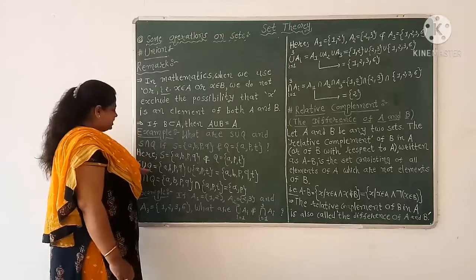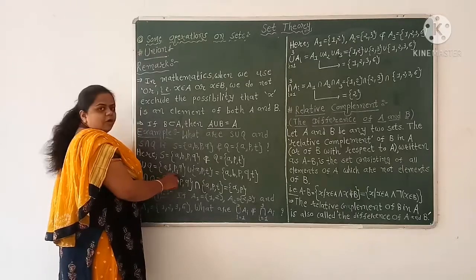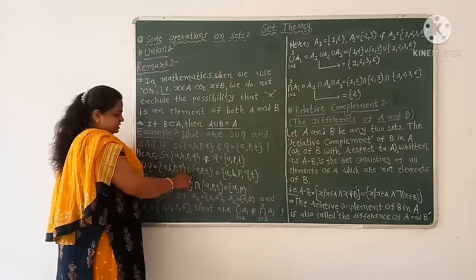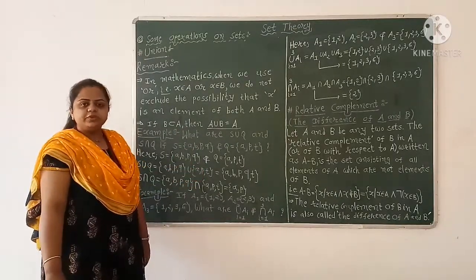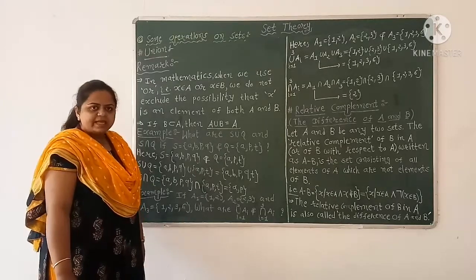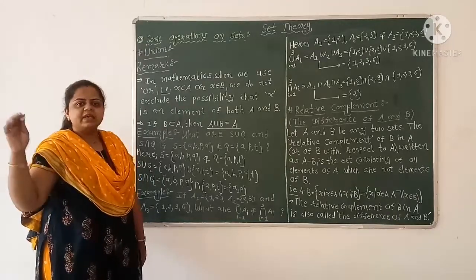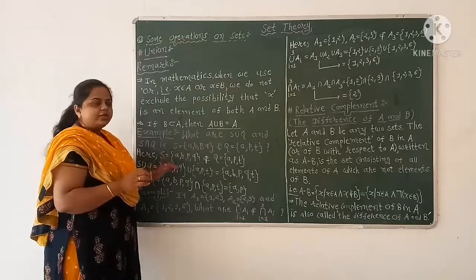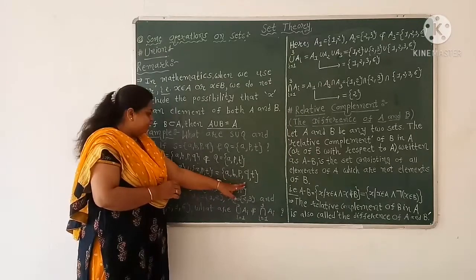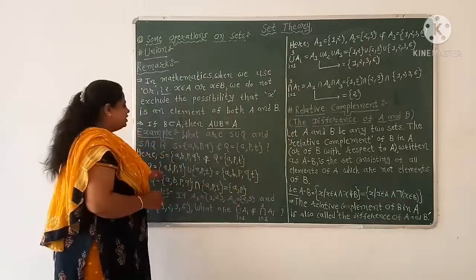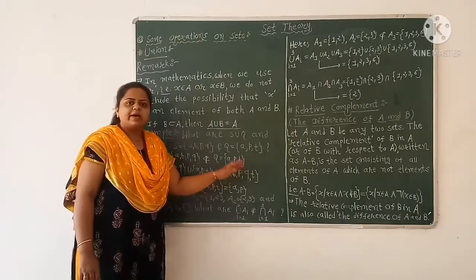So first of all, S union Q is equal to S, that is the set of A, B, P, Q, union Q, that is the set of A, P, T. We know that S union Q is the set of elements which are in S or in Q or in both, that is S and Q. So here S union Q is equal to the set of A, B, P, Q, T.